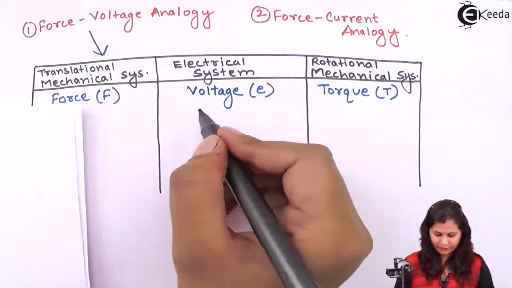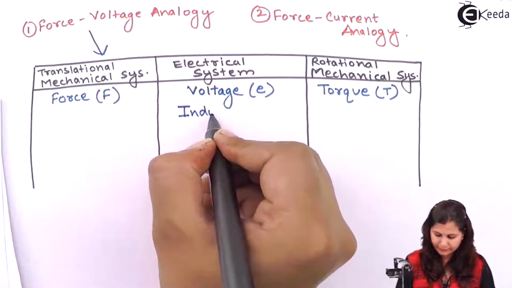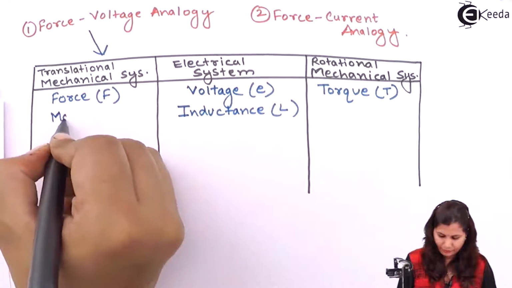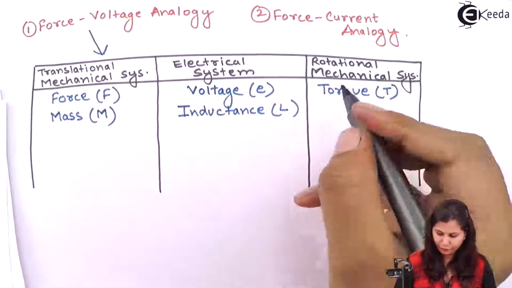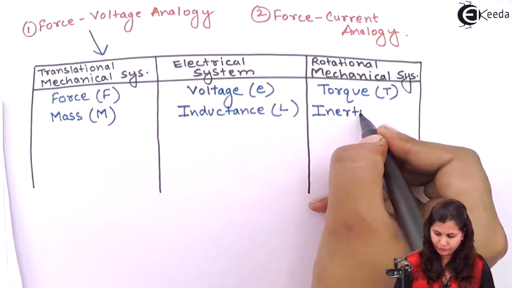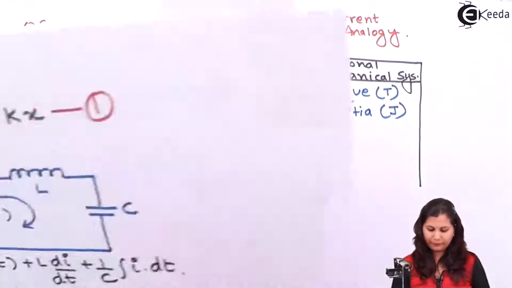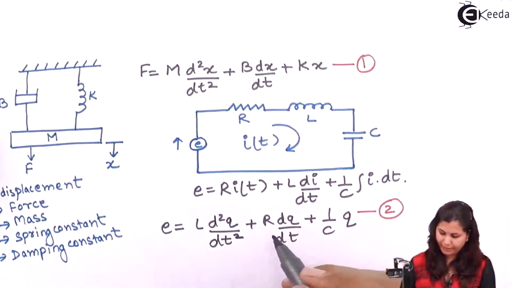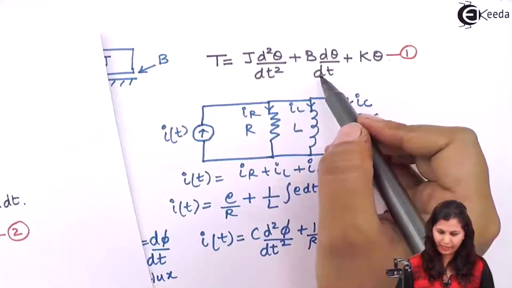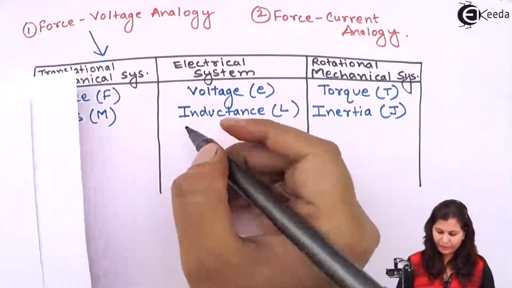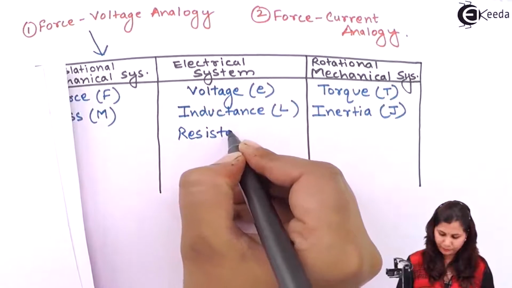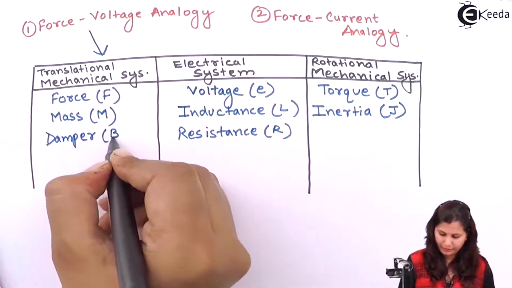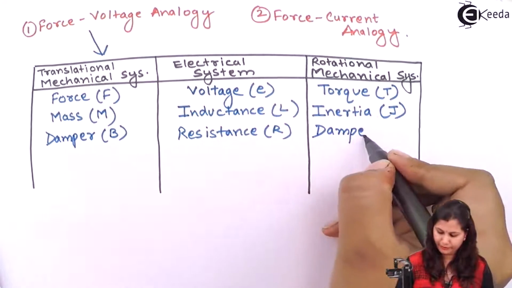So for the electrical system, we have the inductance L, and this is equivalent to mass M, and for the rotational system it is equivalent to inertia J. Now comparing the next variable, we have the damper B, and here we have the resistance R, and here also we have the damper B. So for the electrical system, resistance is equivalent to damper here, and here also it is equivalent to damper B.